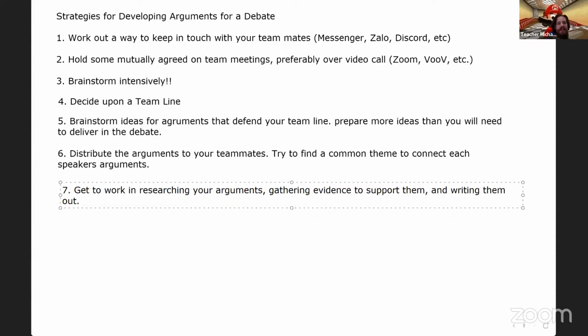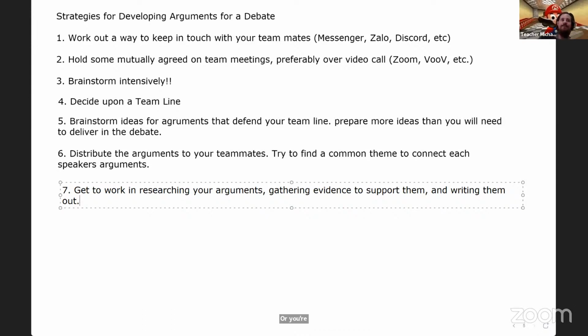Okay, so number 7, get to work researching your arguments, gathering your evidence to support them, and writing them out. So this is why we want to brainstorm more ideas than what we will need to present in the debate. Because you may think, yes, I've got 5 of the best arguments ever. No one is ever going to be able to disprove these arguments. I am so smart. Then what happens once you start researching for information on the internet and for evidence to use, and you can't find any evidence that supports one of these unbeatable arguments? Well, you can either use that argument anyway, and you'll probably get torn to shreds for not having any evidence to support your argument, or you're going to have to think of another argument.